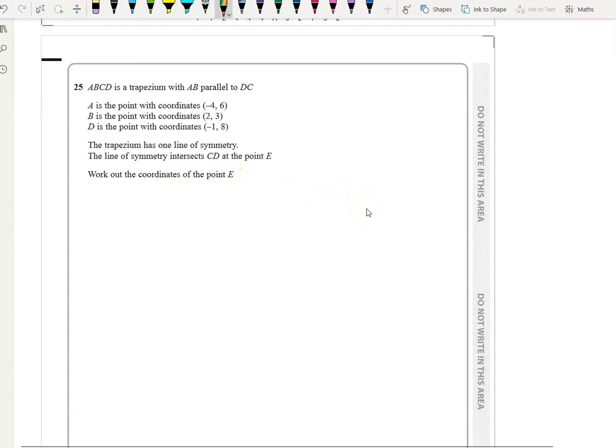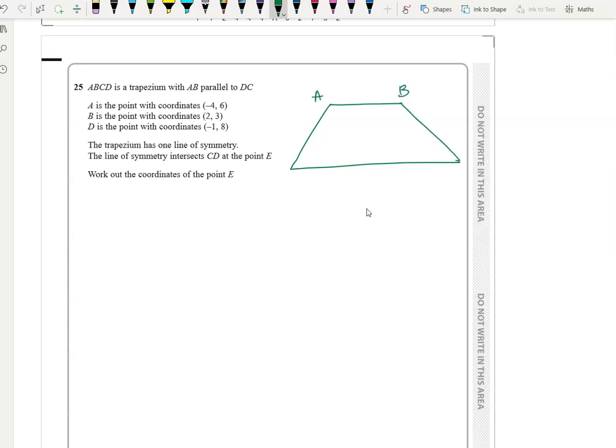So let's draw a rough diagram to give us a better idea. So suppose, okay, this is our trapezium. Okay, points A, B, C and D. Coordinate of point A is -4, 6. B is 2, 3. Point C we don't know. Point D is -1, 8.